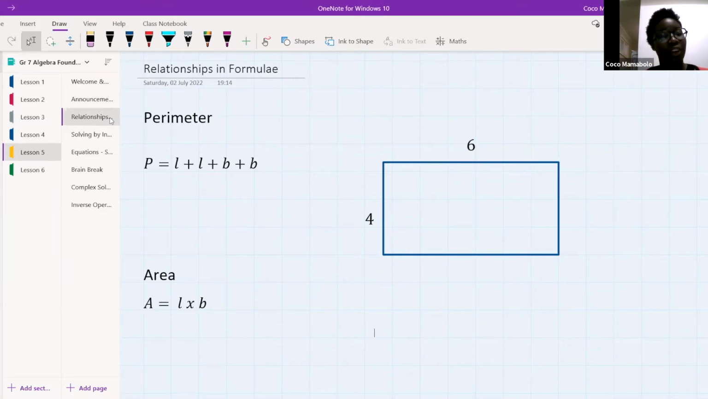Okay, I want one of our veteran Watobians to put their hand up and tell me, if I have an L and an L and a B and a B, what is that going to give me?